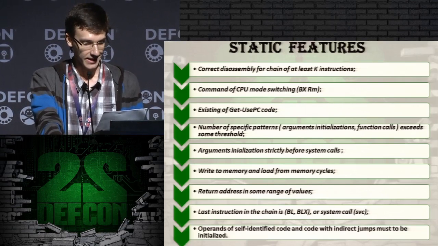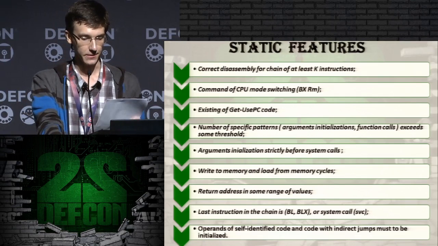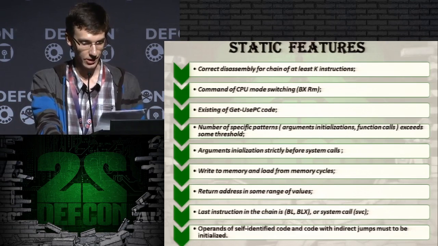The first feature is correct disassembling of data. The point is that the shellcode is an executable program, so it has a continuous chain of instructions. If you would like to disassemble random data into a chain of instructions, with high probability this chain will not have a particularly big length.